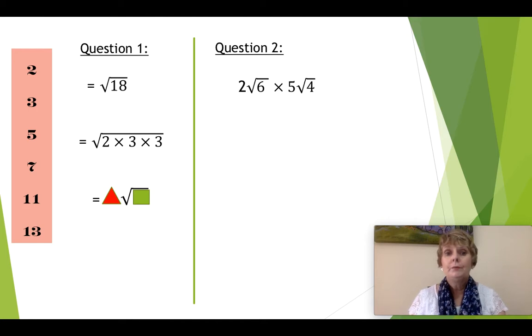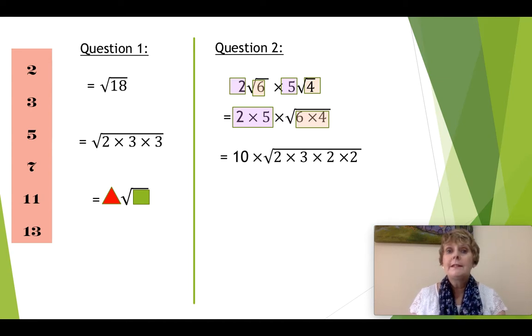Let's look at question 2. 2 square root of 6 times 5 square root of 4. Once again, we're going to group the numbers under square roots together and group the numbers in front of them together. 2 times 5 is 10. Prime factors of 6 is 2 times 3. Prime factors of 4, 2 times 2. Group numbers in pairs together again. So we'll have 10 times, and you have to fill in what number should go where the red triangle is, and what number should go where the green square is.